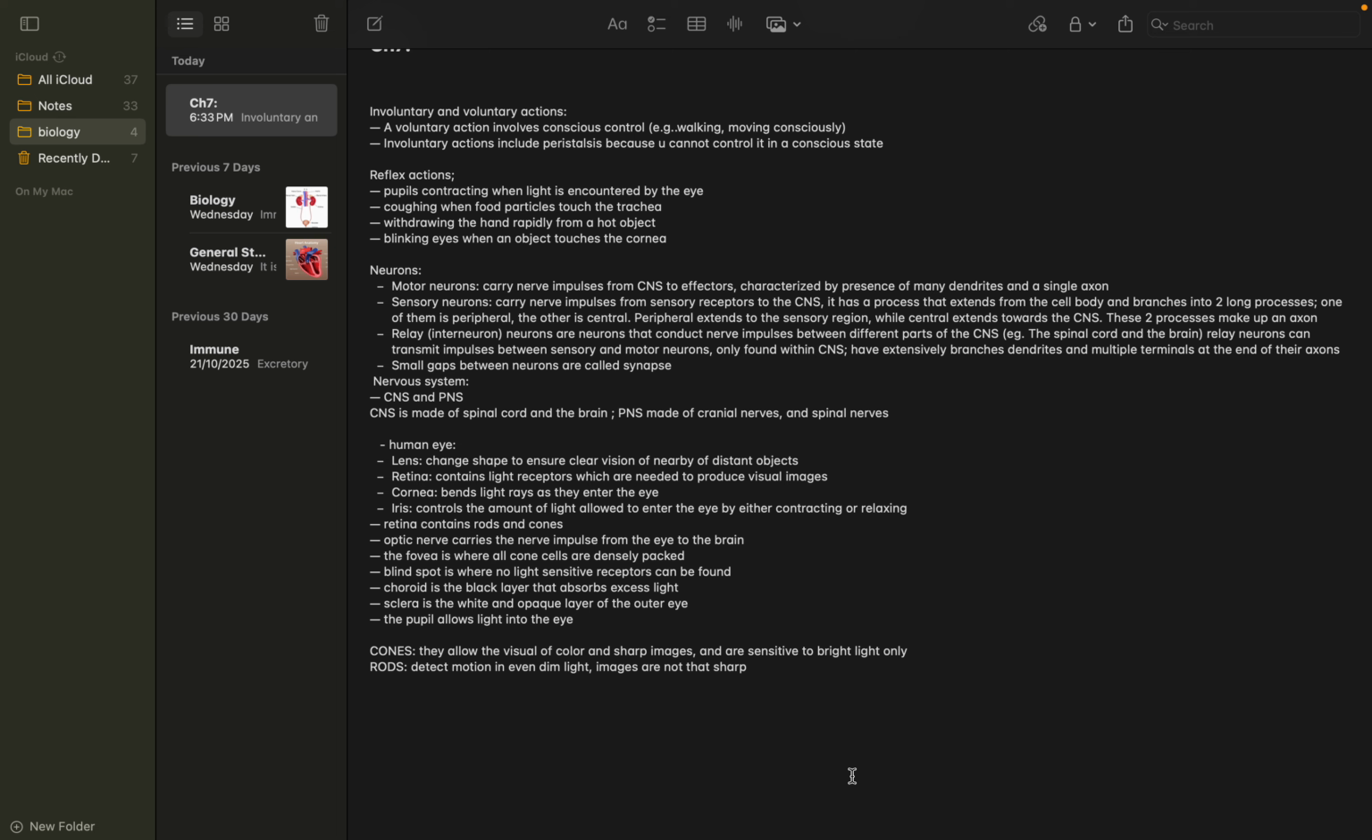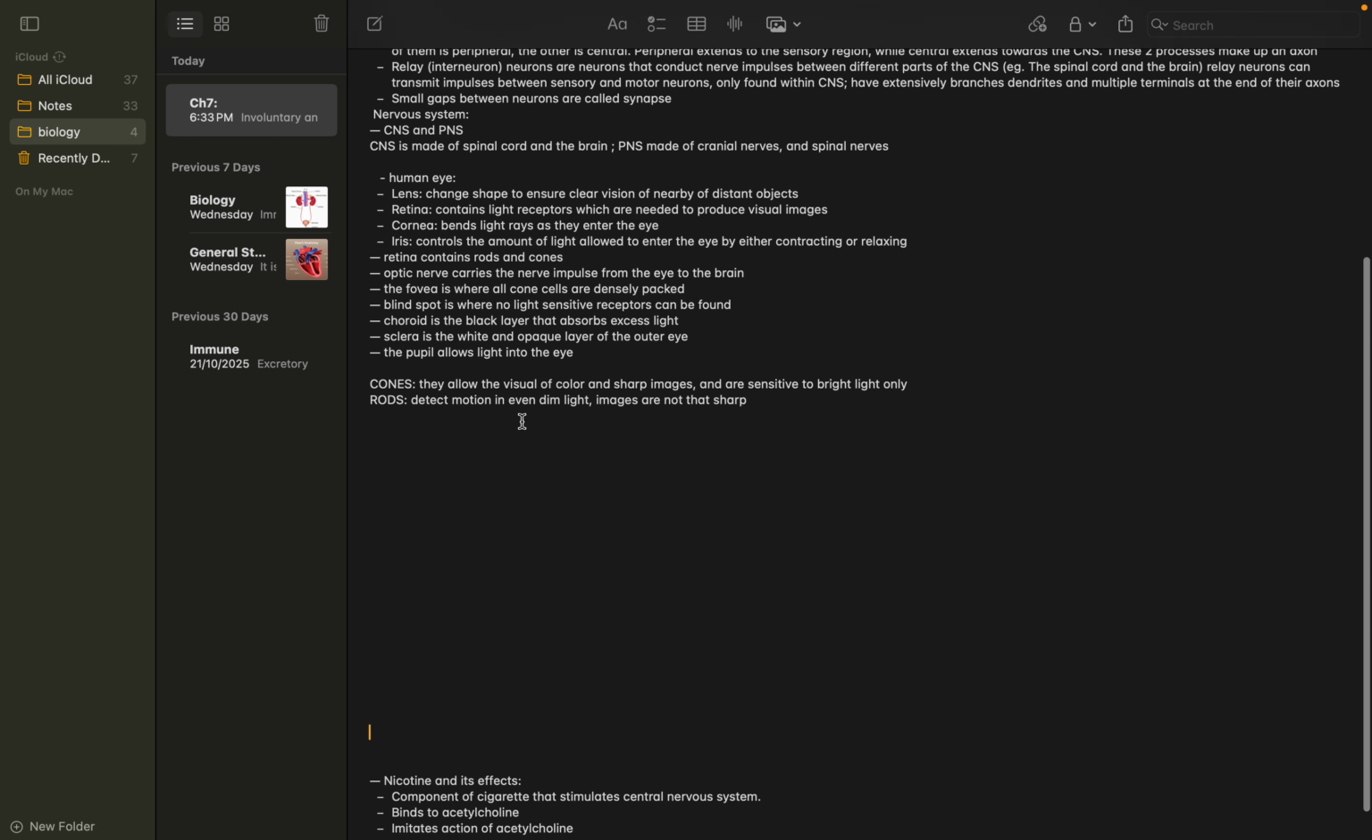Now cones are what allow the visual of color and sharp images and are sensitive to bright light only, while rods detect motion in even dim light and their images are not that sharp. So this basically sums up the first part of it.